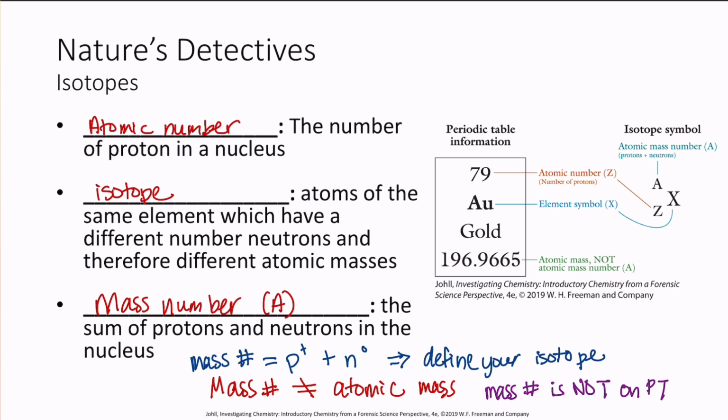So when you are dealing with an isotope symbol, you are going to have the element symbol, and then it's going to show the number of protons in that element. And you can get that from the periodic table, the atomic number. And then up here, this is going to tell you which isotope you're dealing with because it's going to tell you how many protons and neutrons you have.